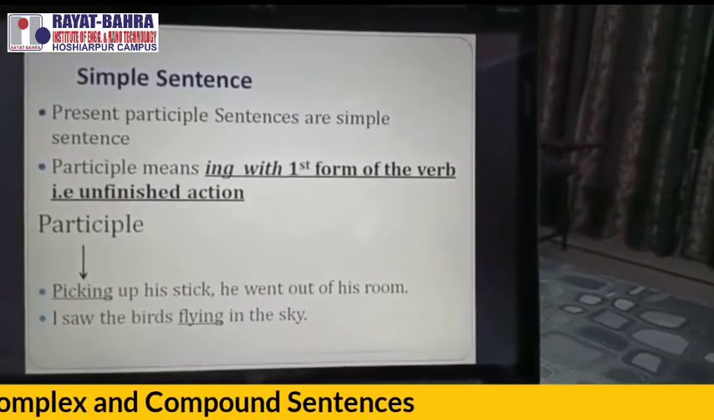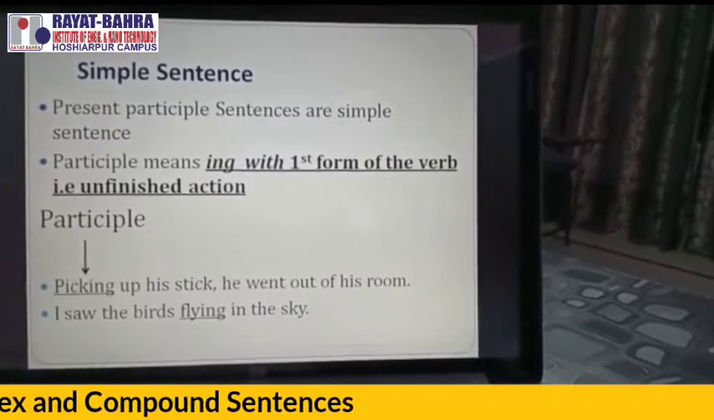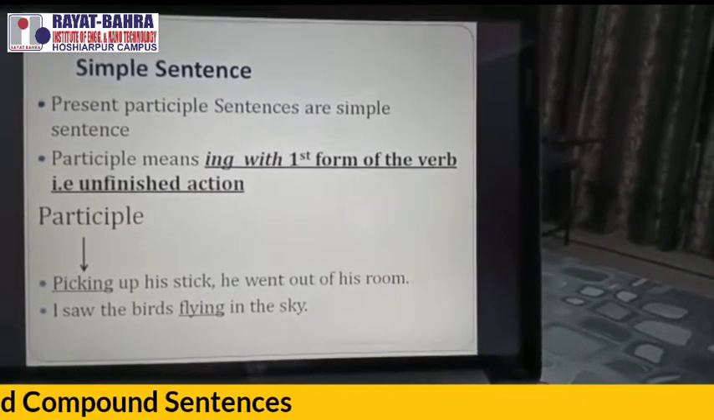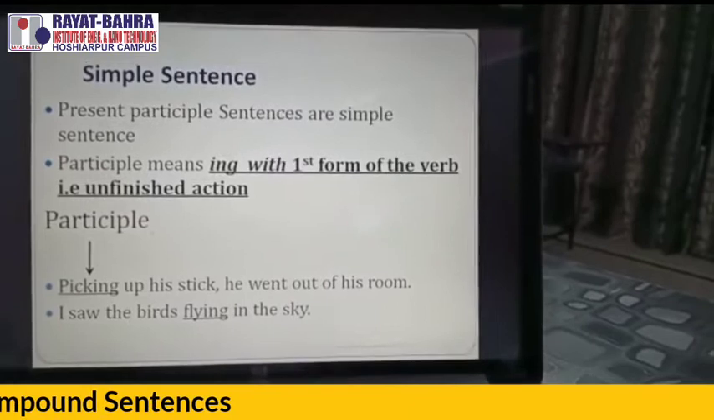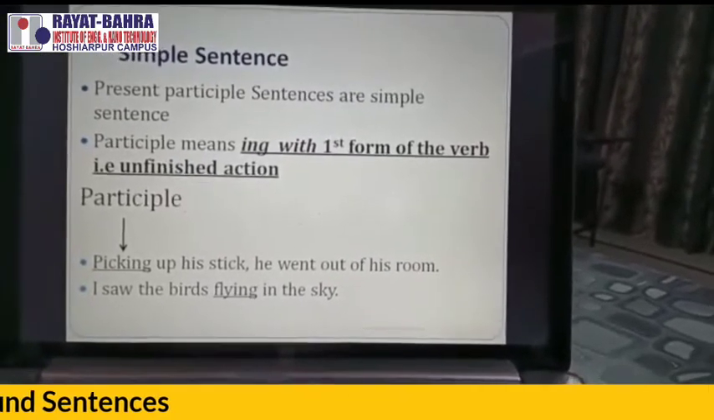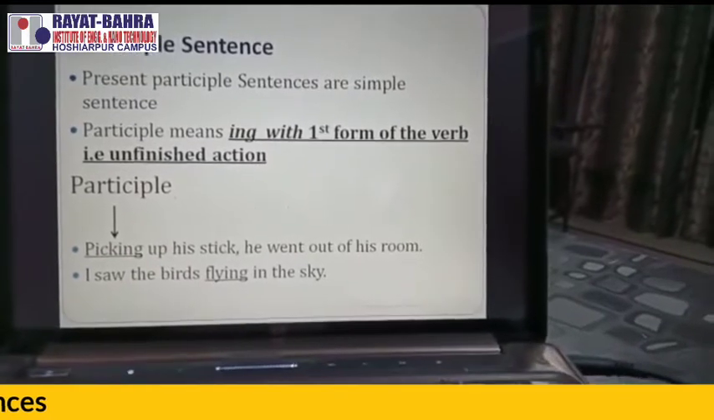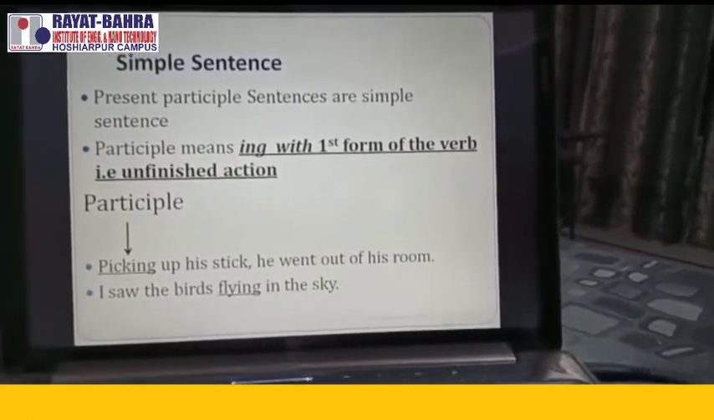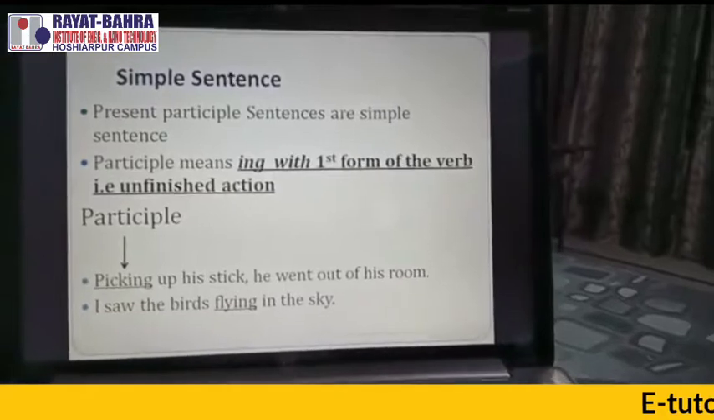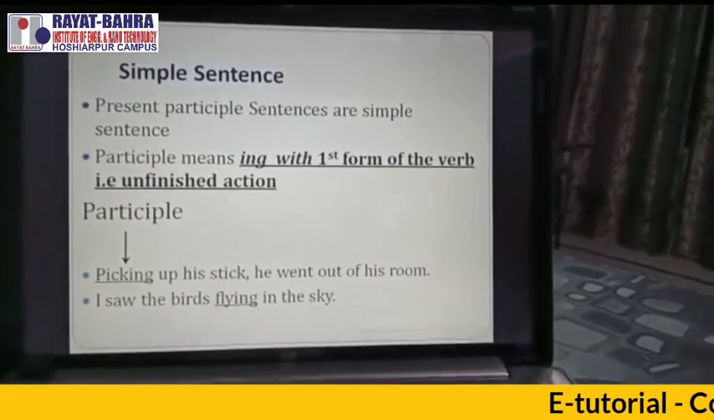He went out of the room. There is no connecting word and there is only one independent and main clause in this sentence, that is he went out of the room. So this is a simple sentence. I saw the birds flying in the sky. Here flying is a participle, so this is also a simple sentence.